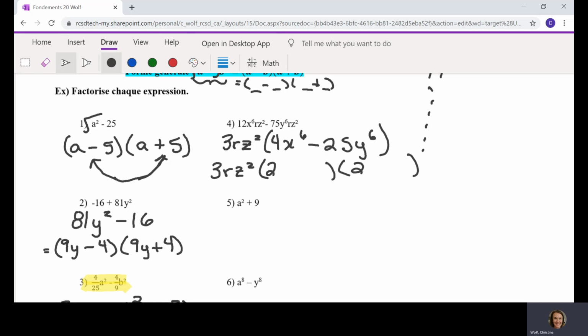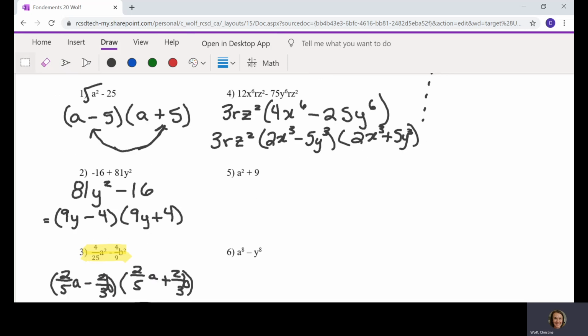Now, the square root of x to the 6, all you have to do to find the square root of that is cut it in half. So x to the 3. That's why we want them to be even, so we can cut them in half nicely. And then minus 5y3, plus 5y3. OK, next one.